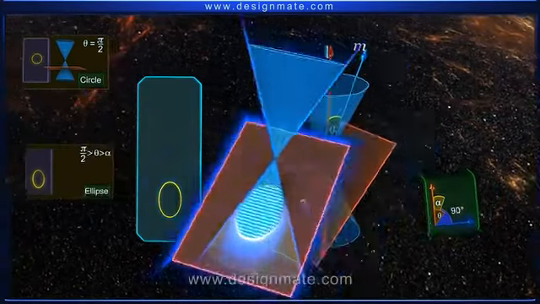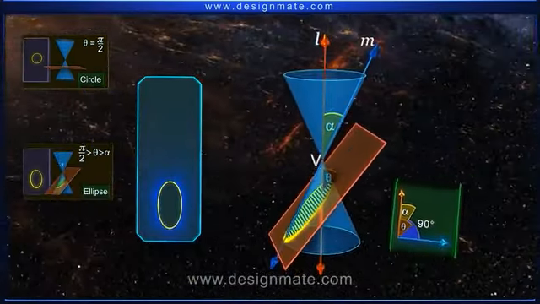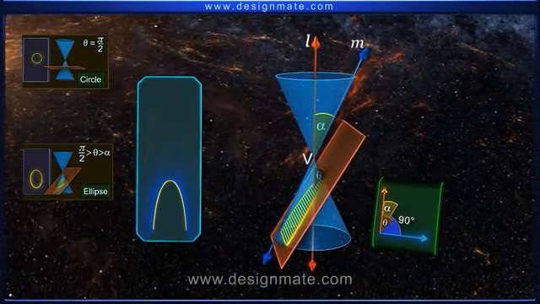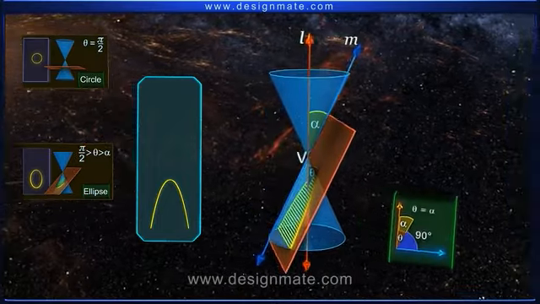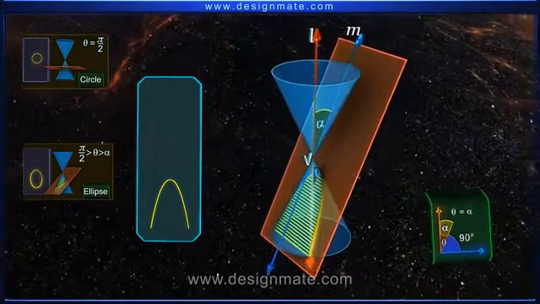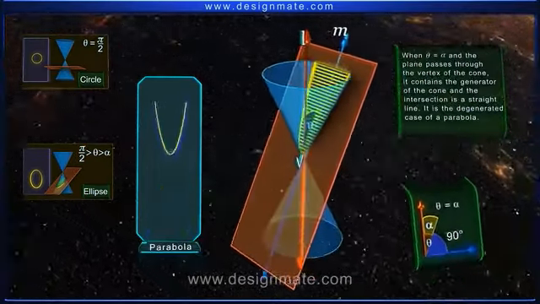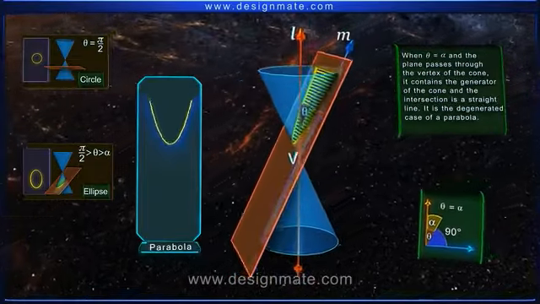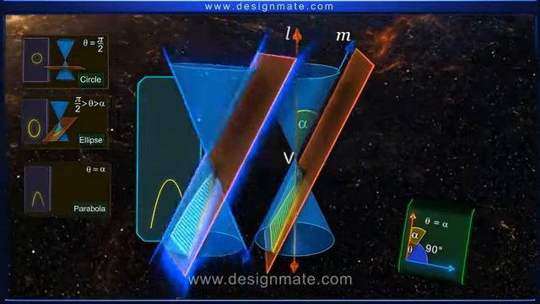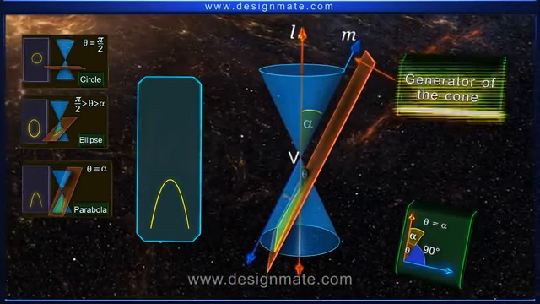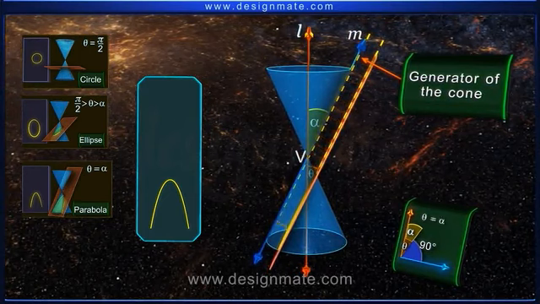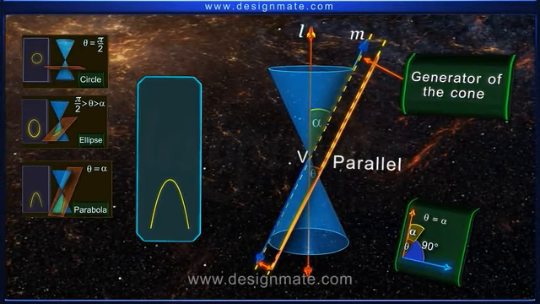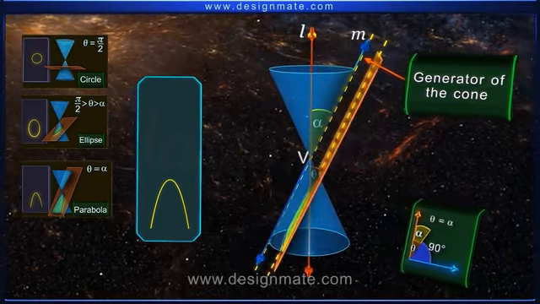When the angle between the plane and axis is equal to alpha, that is, theta is equal to alpha, a shape called parabola is formed. Here we can observe that the plane is parallel to the generator of the cone. Since parallels never meet, the plane never cuts the other part of the cone.